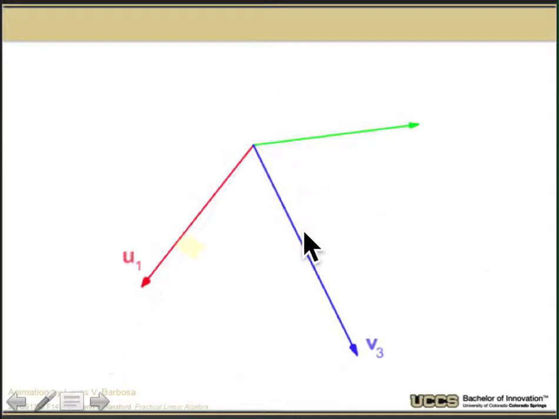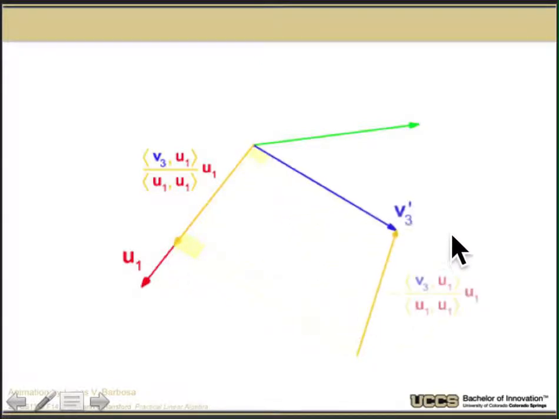Now I've got to handle the third one. I'm going to do this by first projecting it onto U1, figuring out the length of the orthogonal component, and subtracting that off, where I'm subtracting the orthogonal separation. And now it's orthogonal to U1.